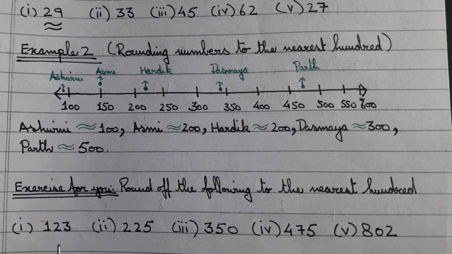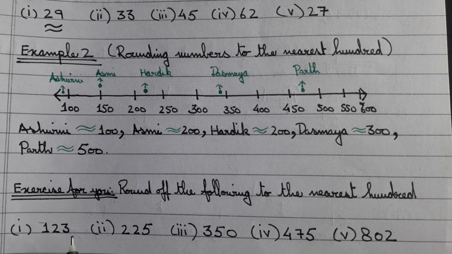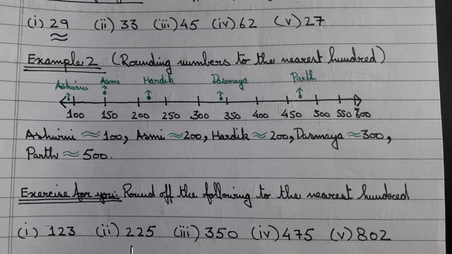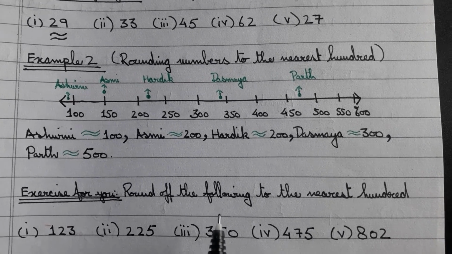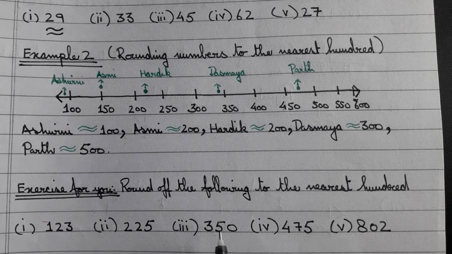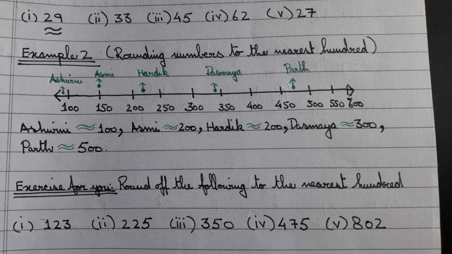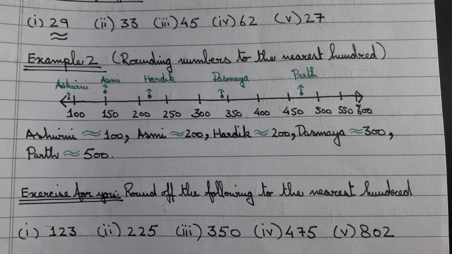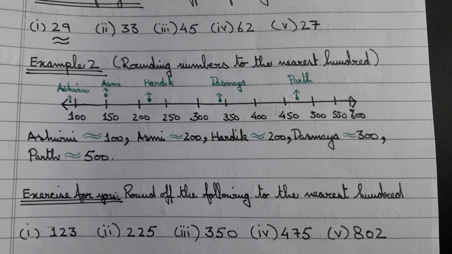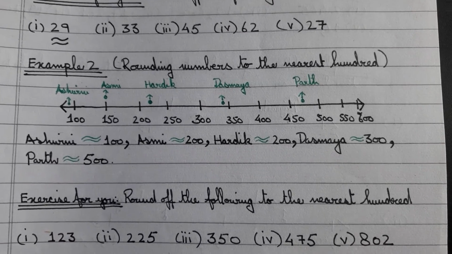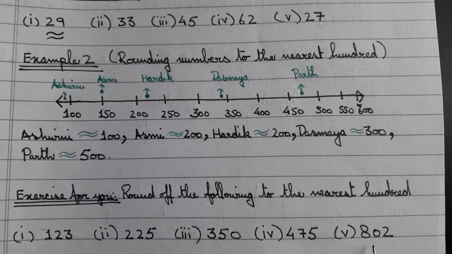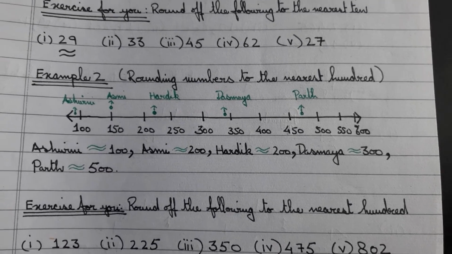Similarly, if you look here, let me just move the sheet a little up. 123. So 123 is close to 120. Alright, so it will be 120. The approximate value, we put the approximation sign, it will be 120. 225 will go to 230. 350 will go to what? Tell me, to the nearest 100, okay? Should it be 400 or 300? So since it's 350, it's close to 400, so it will go to 400. 475 will go to 500. 802 will go to 800, right? So just try this. I'll anyway send the solutions, so don't worry.